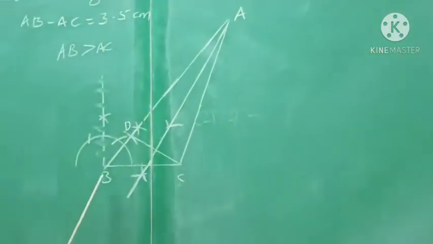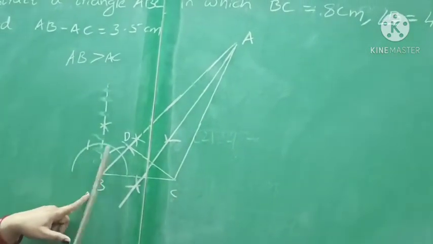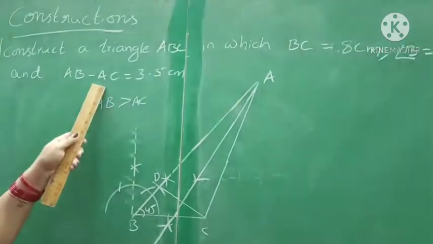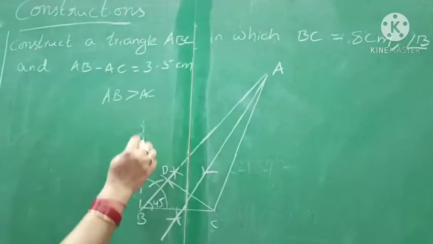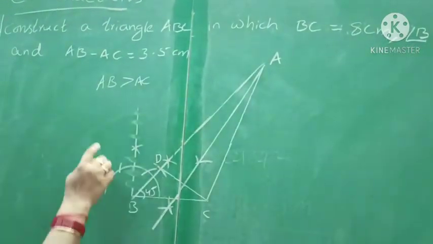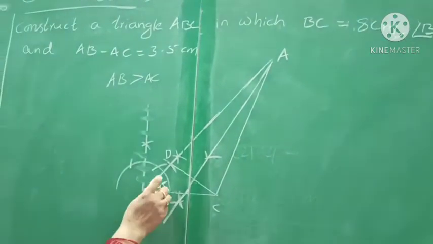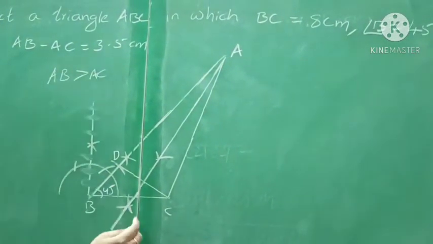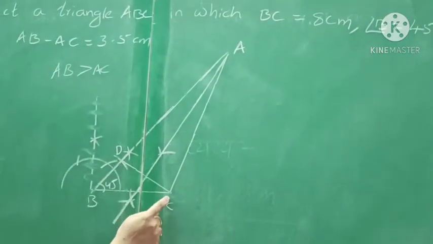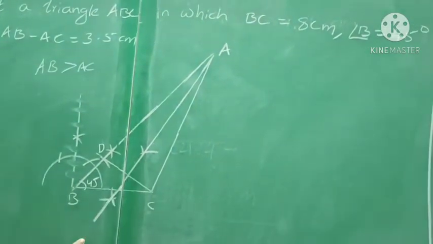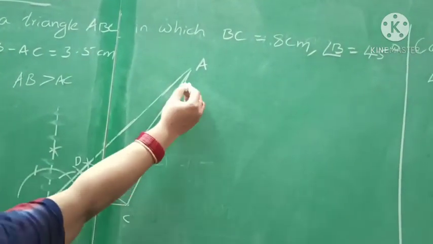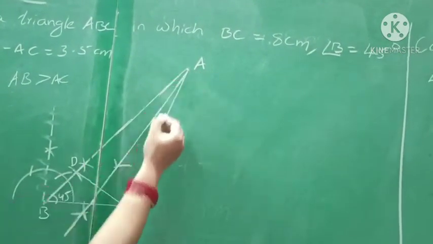See, once again we have to draw BC the base and angle B equal to 45 degrees. Now with AB minus AC, here AB is greater than AC because A will be here. That's why AB is greater than AC. Now we are going to cut 3.5 centimeters on this line. Now join DC, draw the perpendicular bisector of DC, and extend so that they meet at A. Now join AC.